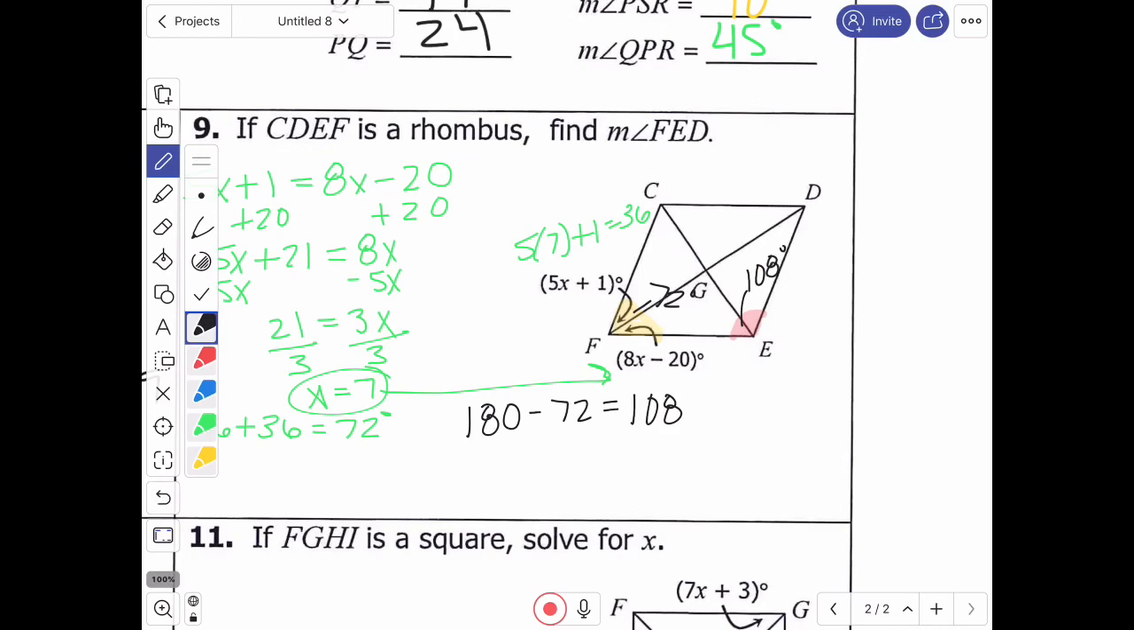Okay, that is because these two are supplementary. They're consecutive angles. They're right next to each other. Okay, so the measure of angle FED equals 108 degrees.